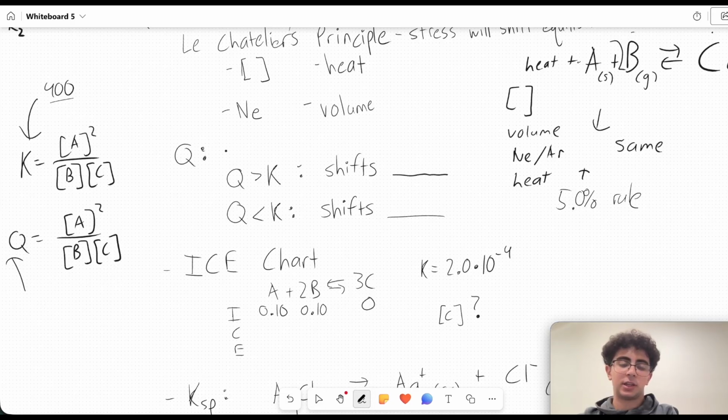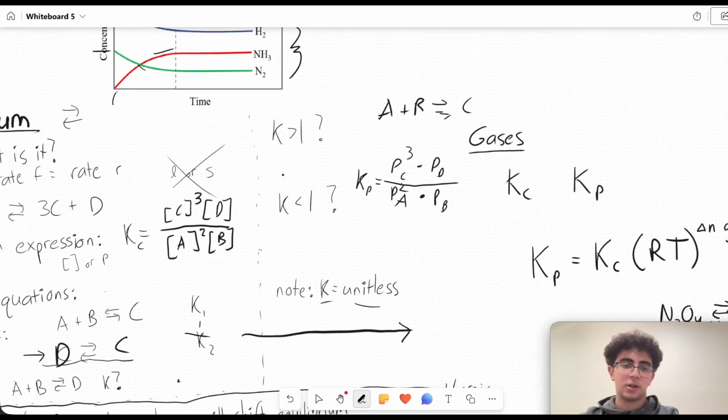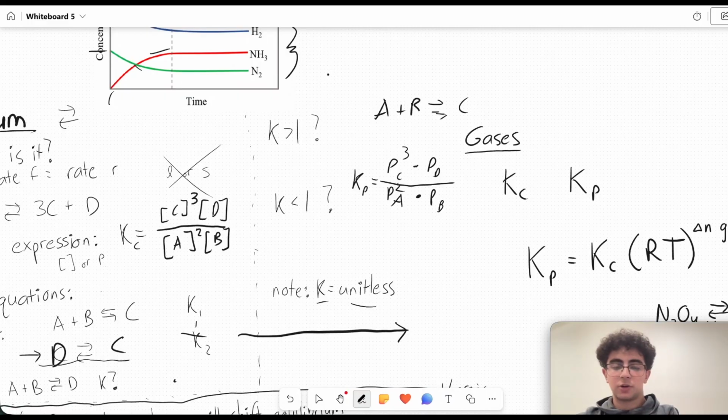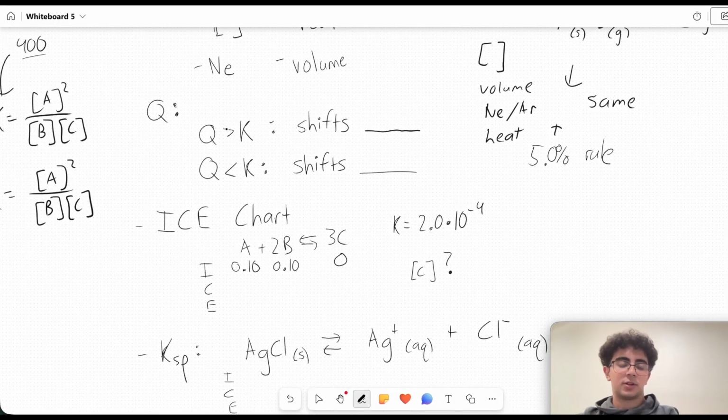So if you calculate Q and Q is bigger than K, before I talk about this, actually, I believe I missed one part where you might already know this: if K is bigger than 1, it's going to favor the products, and if K is less than 1, it's going to favor the reactants. So at equilibrium, if K is more than 1, it's going to have more products, and if K is less than 1, it's going to have more reactants. So anyways, back to that. We use Q to compare it to K.